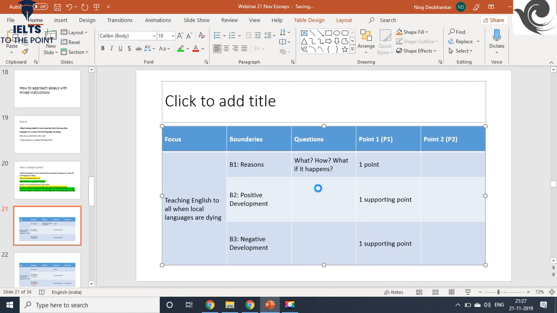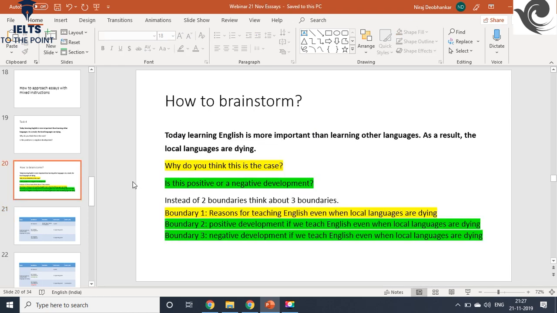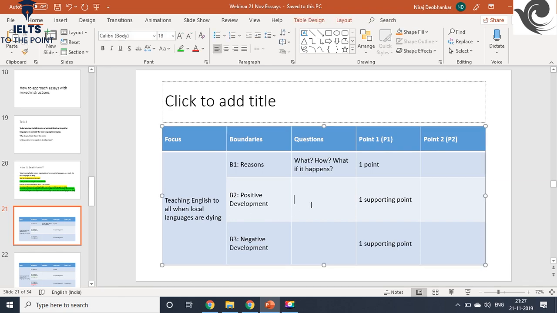When it comes to the part of the instruction which is similar to opinion based essay, you can always ask the questions why, how, and what if it happens. Alright, so these same questions would go for these boundaries as well. I mean these 2 boundaries over here. I hope you have understood this part.